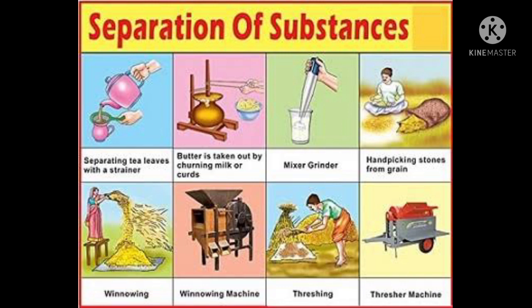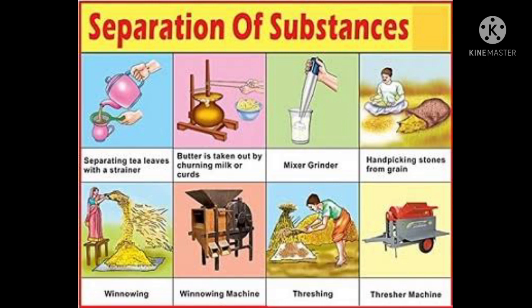Pure substances and mixtures. A pure substance is something that contains only one type of particle and is not mixed with any other substances. For example, salt or water. If salt is not mixed with any other substances, it is called pure substance.